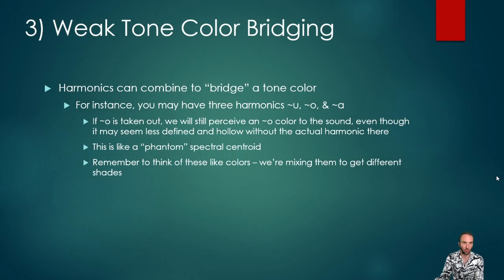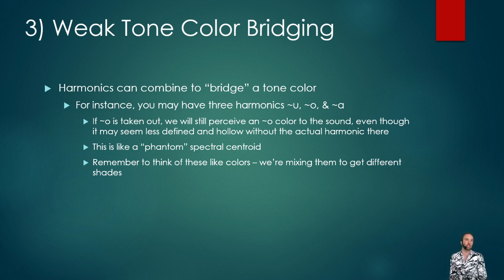Okay, weak tone color bridging. So weak tone color bridging occurs when you have two harmonics and they create a tone color that's in the middle of them. So not one or the other, but in the middle. So for instance, if we have three harmonics where there's an oo, o, and an ah, and then we take out the middle harmonic, the o sounding harmonic, that oo harmonic and the ah harmonic will both bridge weakly to create a sort of phantom spectral centroid that will sound like an O.